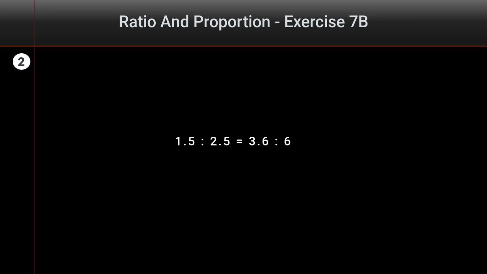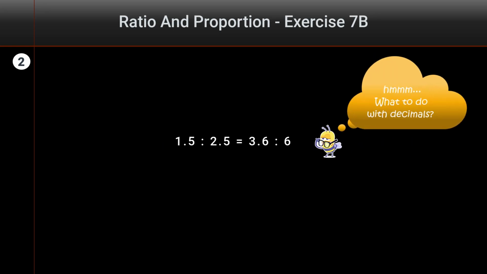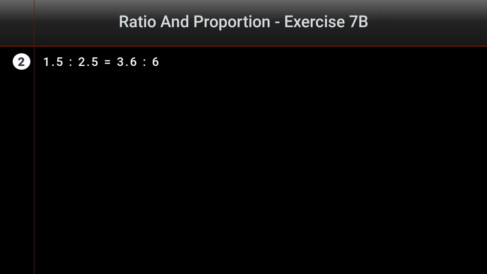We need to find out if the given statement is true or false. It's similar to the previous sum. The only difference is that it's given in decimal format. So let's remove the decimal and compare the given ratios. So 1.5 by 2.5. To remove the decimal, we need to multiply both the numerator and the denominator with 10. So you get 15 by 25.